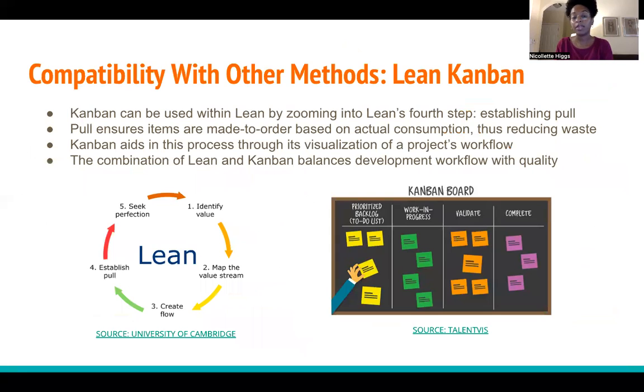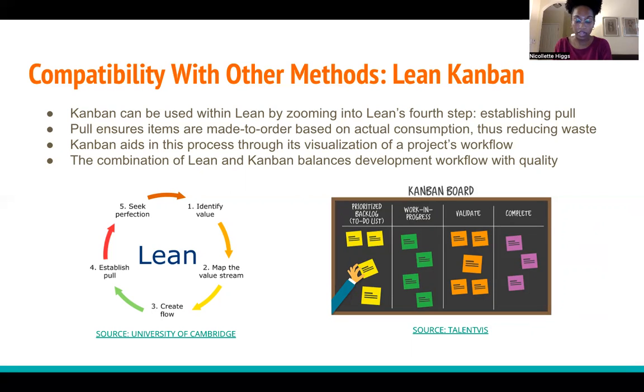So in terms of compatibility with other methods, lean works best with the Kanban method, and the Kanban method is actually used within lean. Within the lean method, you have 4 steps, and step 4 is establishing pull. And pull ensures that items are made to order based on actual consumption, and it reduces waste. And Kanban aids in this process through a really good visualization of the project's workflow. And the combination of lean and Kanban balances development workflow with quality.